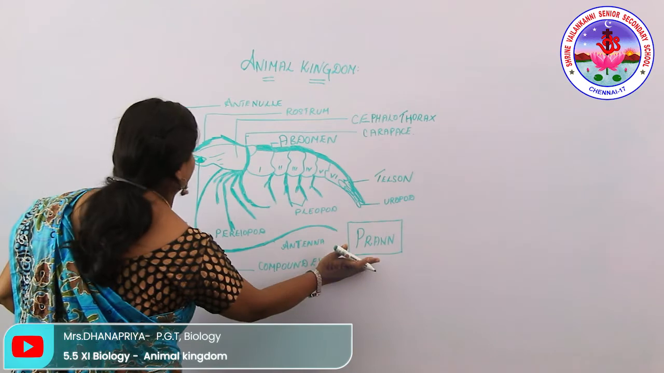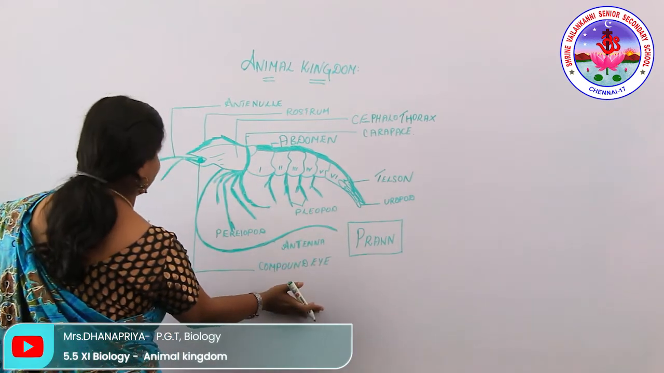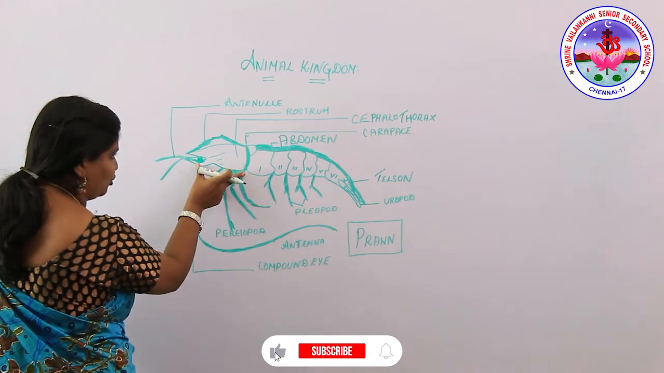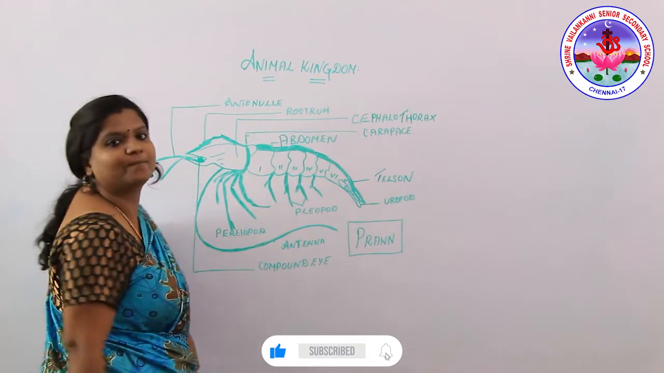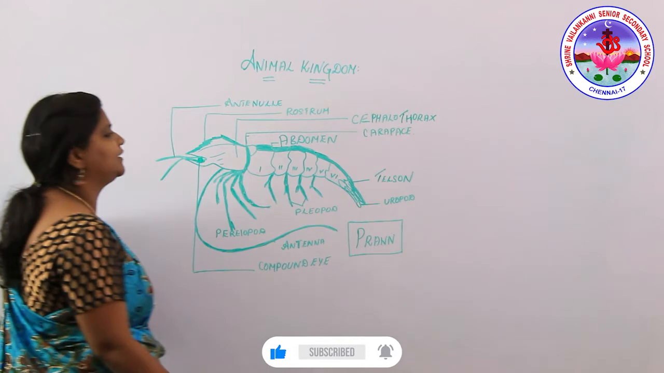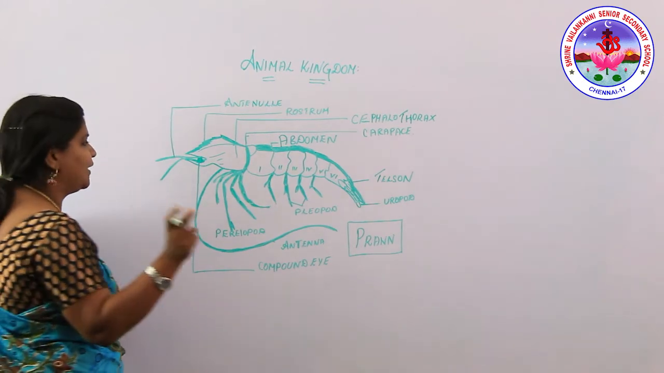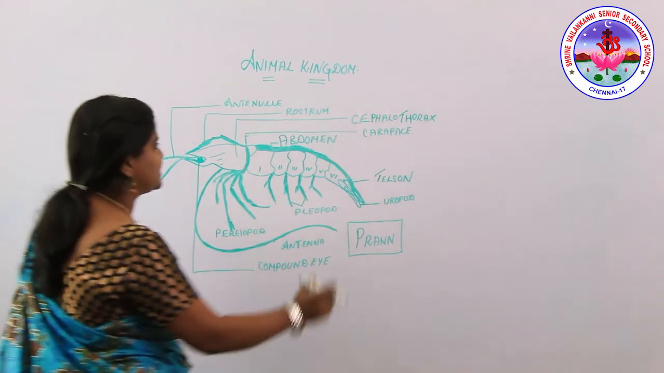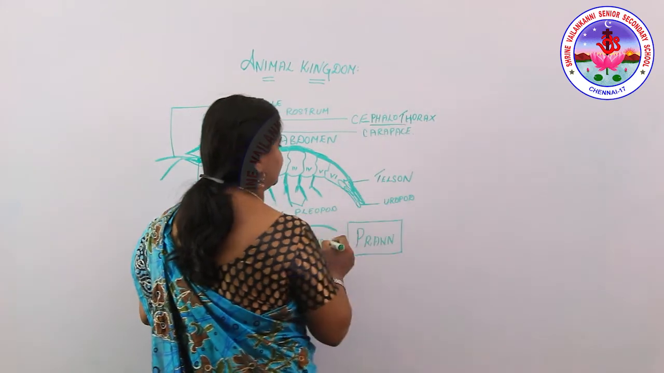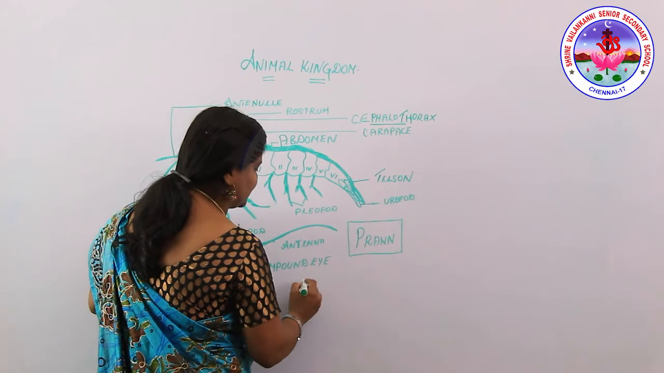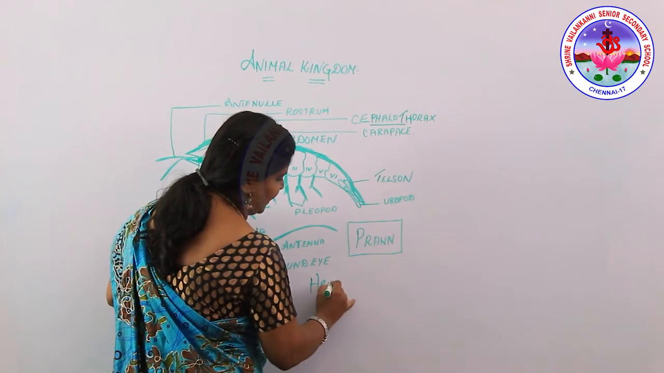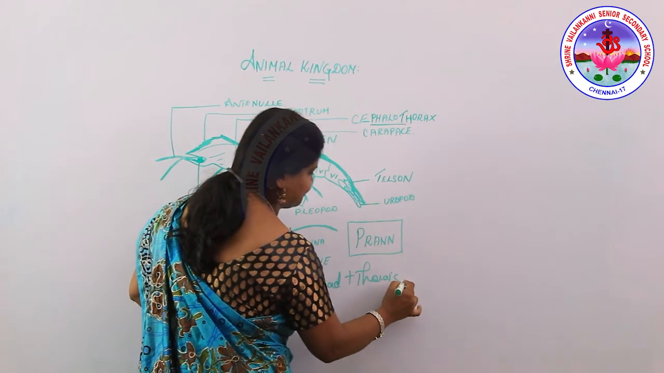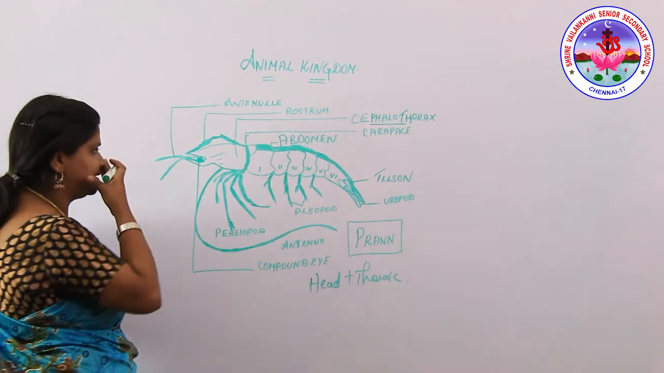So the body of the prawn is divided into 2 main regions: the cephalothorax and the abdomen. The cephalothorax combines cephalo and thorax, and it bears the head plus the thoracic region, which is the neck region.